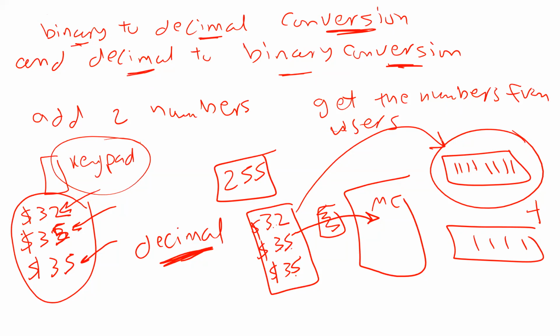What I mean by conversion is that the keypad is going to give you 255 when you type 255. You need to convert this number to binary so that the microcontroller can use it in certain operations, addition, subtraction, multiplication. So that's what I'm going to explain: how can you do this kind of conversion?